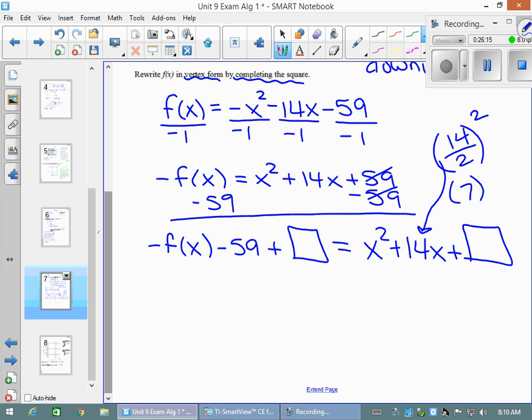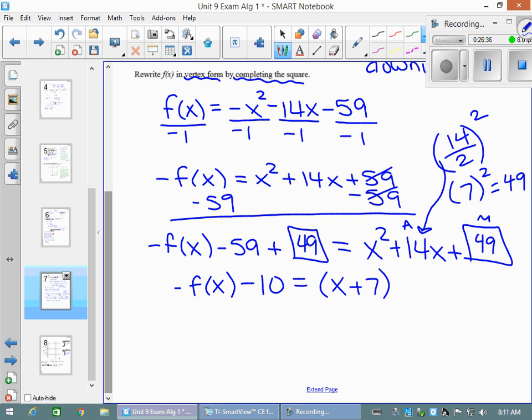On the left side of the equation now, negative 59 plus 49 is going to give me negative 10. And on the right side of my equation, I'm looking to see what multiplies to 49 and adds to 14. That's going to be a positive 7. And since it's x plus 7 times x plus 7, I'm going to write that as x plus 7 squared. Now I'm going to add my constant back over. So I get negative f of x is equal to x plus 7 squared plus 10.